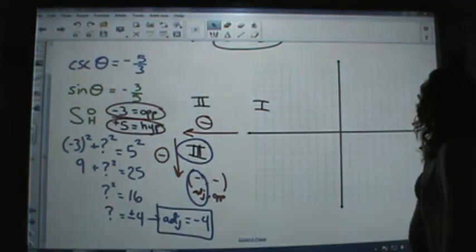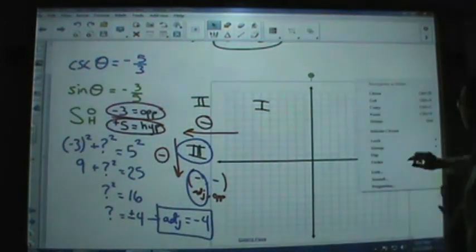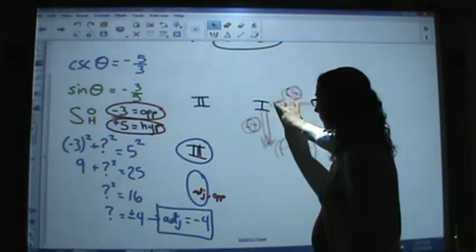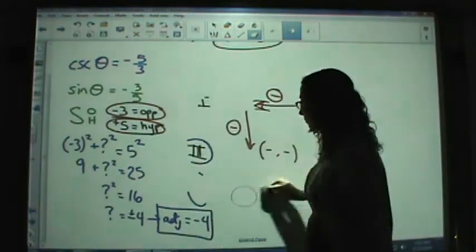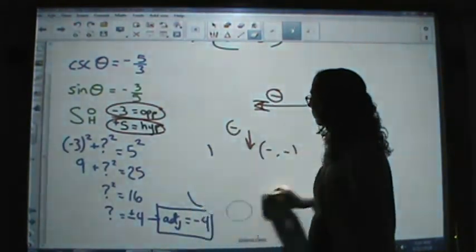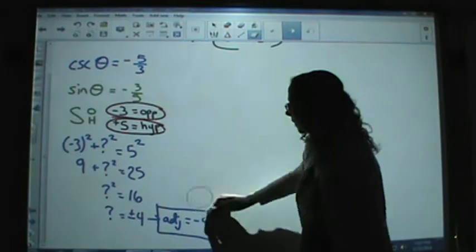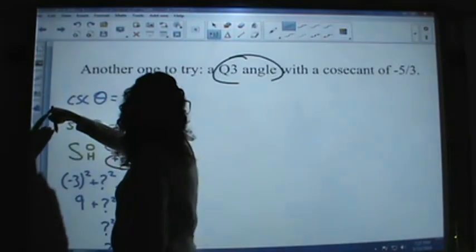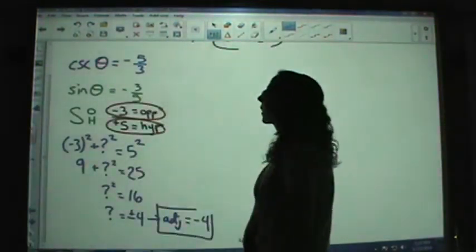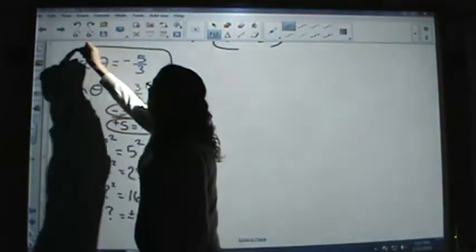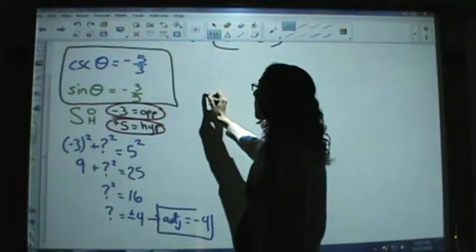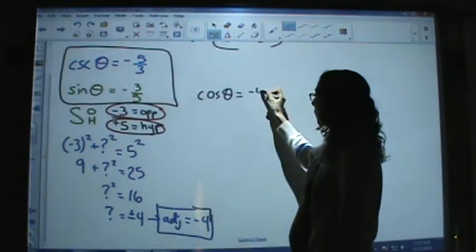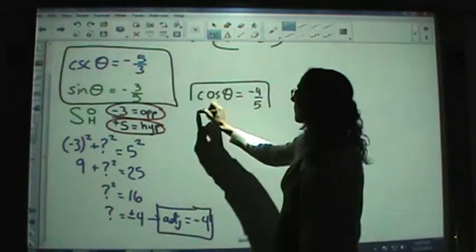So I'm going to get rid of the stuff that we don't really need, taking up space. And then again, we can get back to what the question was, which is to find all 6 trig functions given that information. So we have sine and cosecant already done. And then we can get cosine, because we know adjacent is negative 4, hypotenuse is 5, we have cosine.